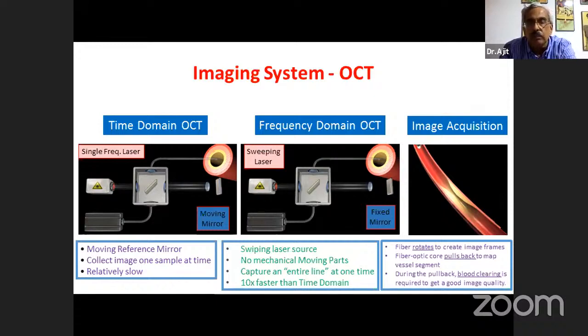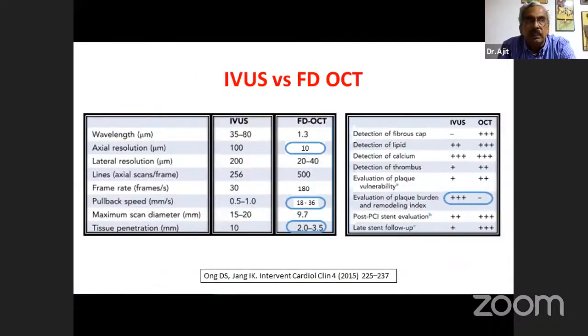In OCT, there's a time domain and a frequency domain, and there's a catheter which goes across the lesion. To clear the flow, you need to clear the blood easily, and the catheter pulls back and takes the pictures. Between intravascular ultrasound and OCT, the difference is the actual resolution. Intravascular ultrasound is getting better and better. We are now getting 60 megahertz, and ultimately it will be close to OCT. The actual resolution of an OCT is much, much higher, so you can see near images much better. The pullback is faster, and the tissue penetration is lower than intravascular ultrasound.